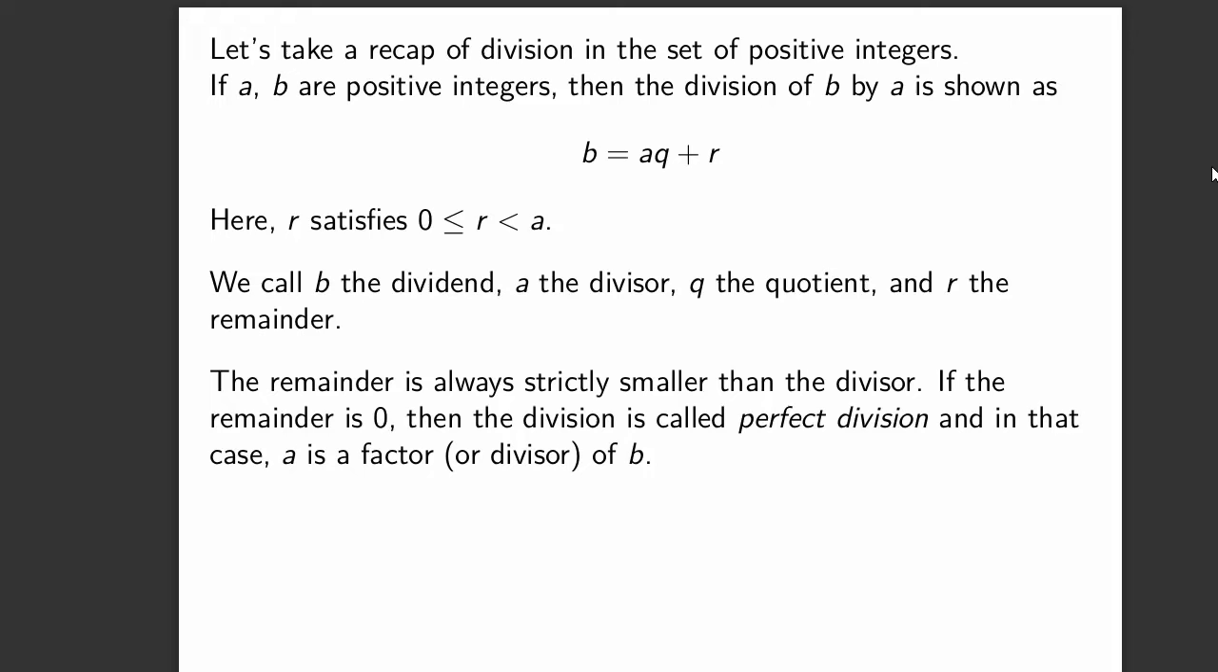In the set of integers, generally when we divide a number by another number, we get a quotient and a remainder, and this division can be written as b equal to aq plus r, where b is the dividend, a is the divisor, q is the quotient, and r is the remainder. And r, the remainder, always lies between 0 and a. It's always strictly less than a, and it is greater than or equal to 0. When it is equal to 0, we say that the division is a perfect division and a is the perfect divisor or the factor of b.